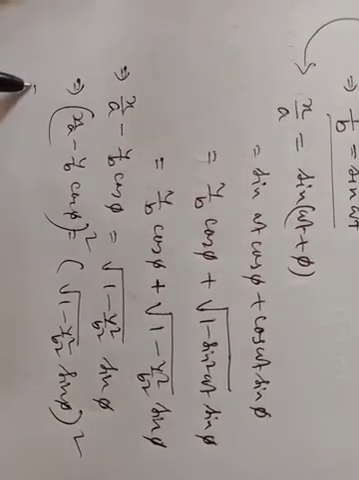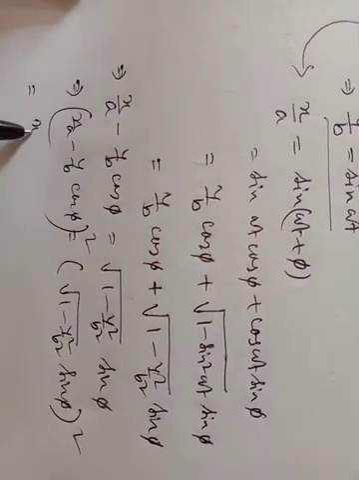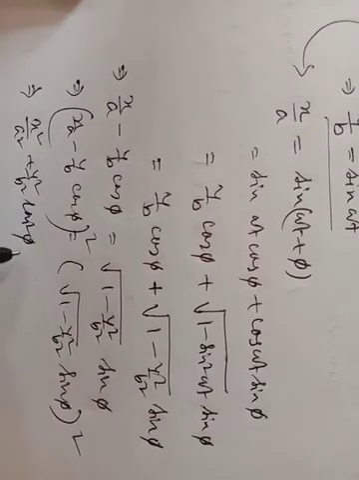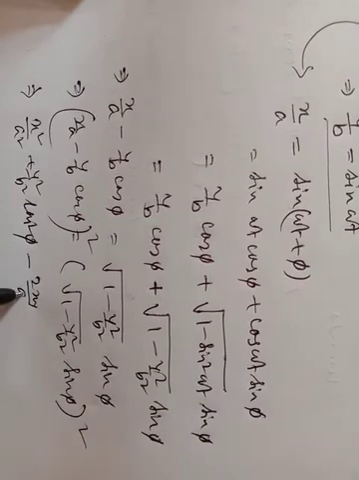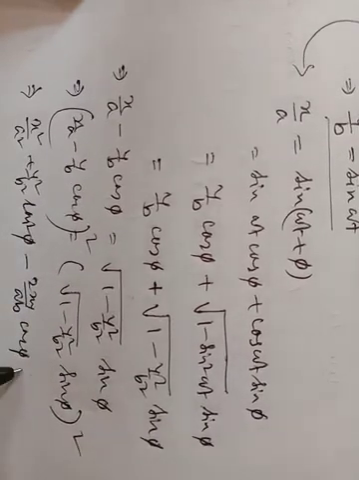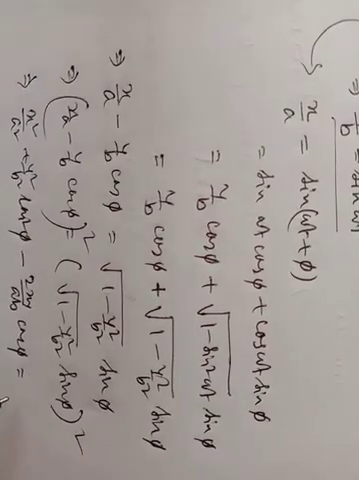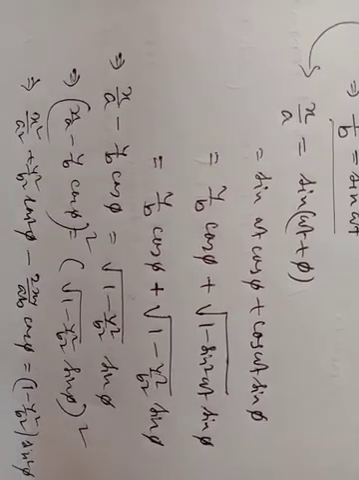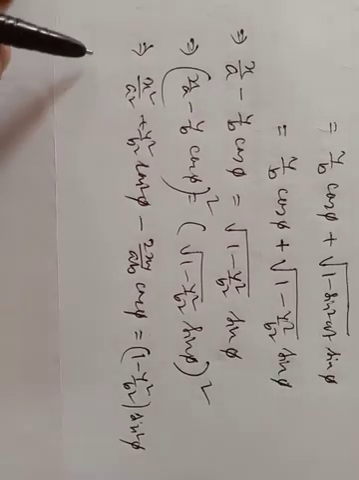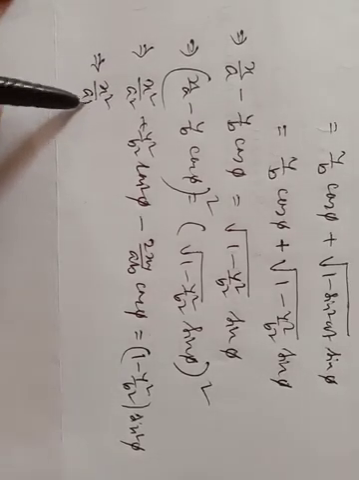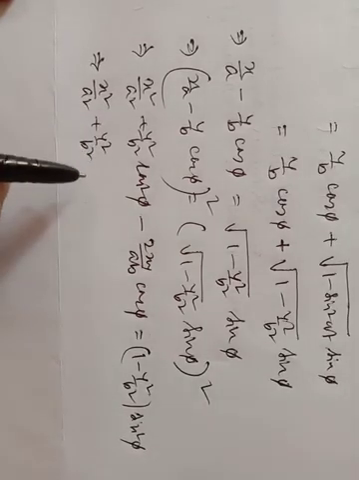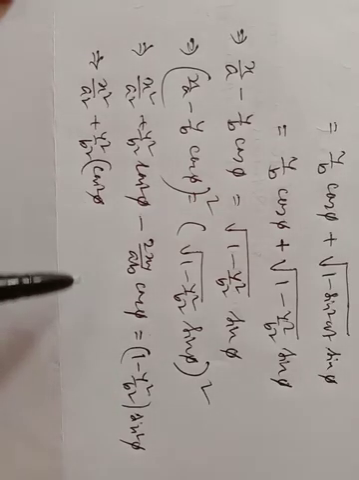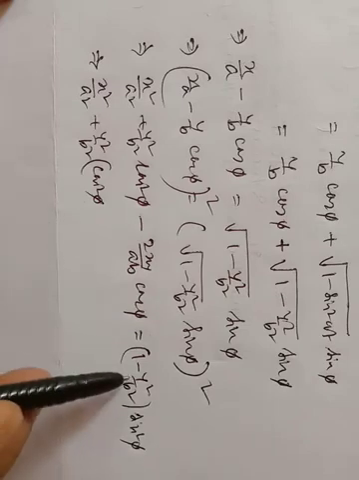Next, this is x²/a², this is y²/b² cos² φ minus 2xy/ab cos φ is equal to (1 − y²/b²) sin² φ, and this implies x²/a² plus y²/b² cos² φ, bracket. Here this is sin² φ, and minus y²/b² sin² φ.